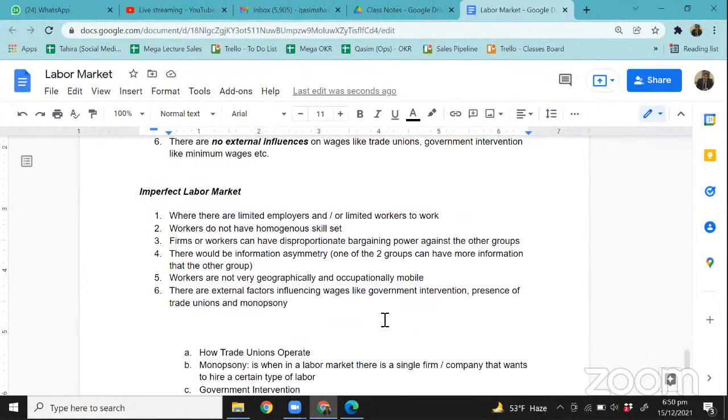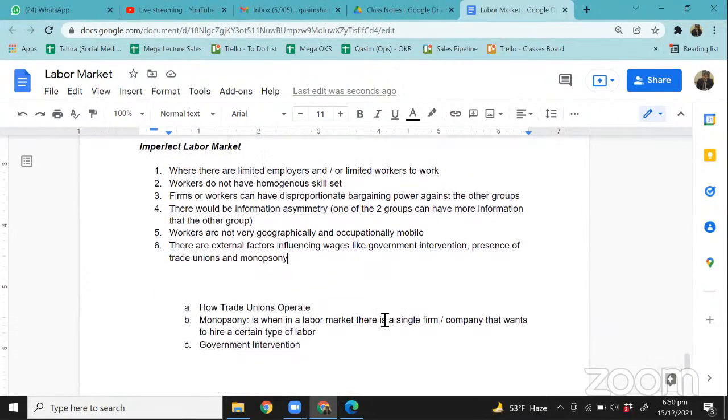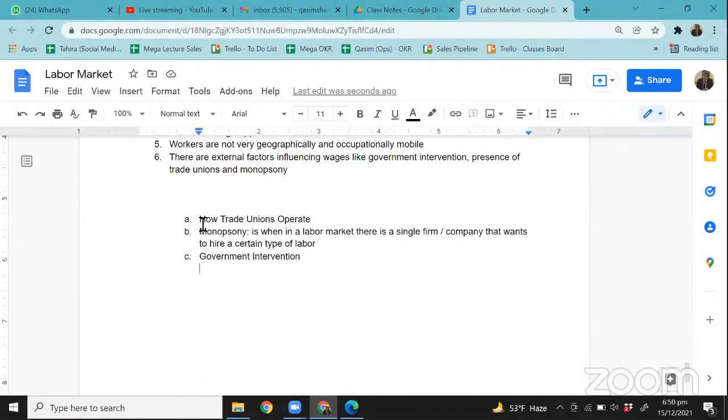Okay. Now, this being said, let's get started and discuss each one of these one by one. So let's first talk about the trade union, right? We said that when any of these factors are present, that's an imperfect market, right? What is a trade union? How does a trade union operate? That's the first thing that we'll talk about. Then we'll come to the monopsony part, and then we'll come to the government intervention, right? Okay. Now, first of all, let's define this term, and then we'll build on that.